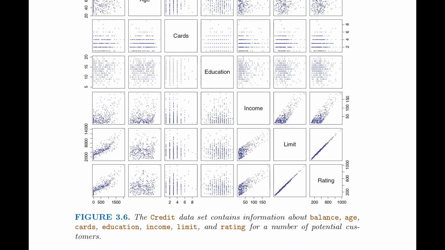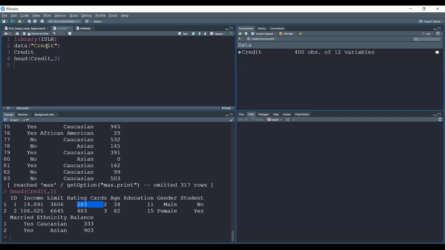For those of you just joining, we're looking at the credit data set in the ISLR package. We have 400 observations, 12 variables, so 12 fields for each record. We have a unique ID from 1 to 400, income, limit, rating, cards, age, education, gender, student, married, ethnicity, and balance. So this is the first time in this chapter that we are looking at data that isn't wholly numerical. It isn't quantitative.